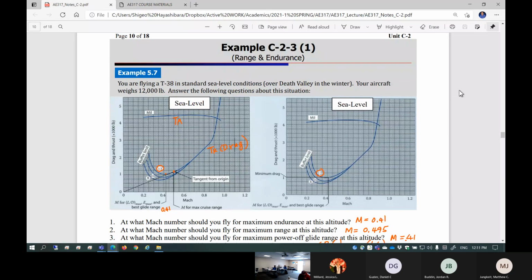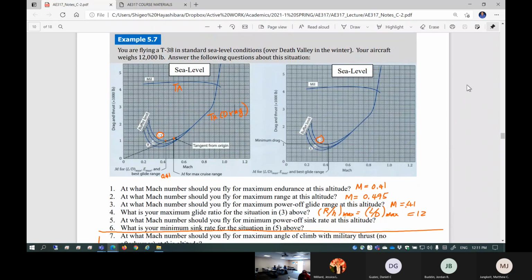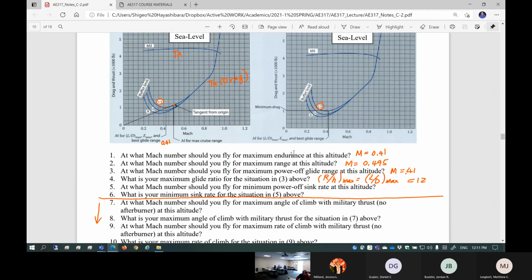All right, let's continue on. Example C23. You're flying a T-38 at standard sea level conditions. Your aircraft weighs 12,000 pounds. Answer the following. We looked at a few things last class, and I think we did the first five questions. The fifth one asks what Mach number you should fly for minimum power, or minimum sink rate. Obviously, it's right here, the minimum drag point, Mach 0.41. Then can you actually compute the minimum sink rate itself?